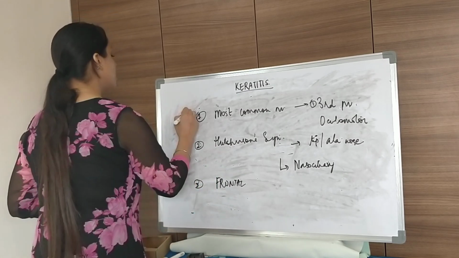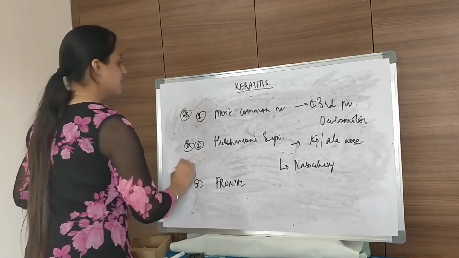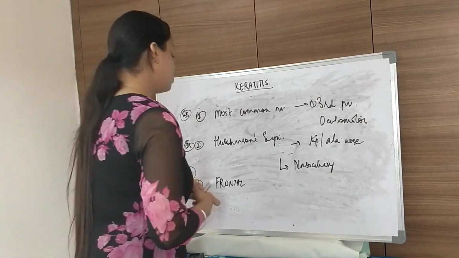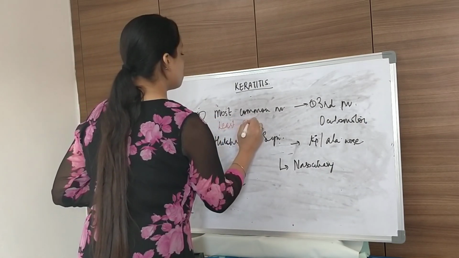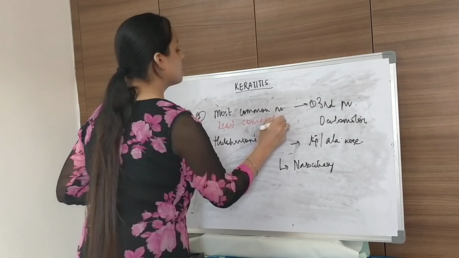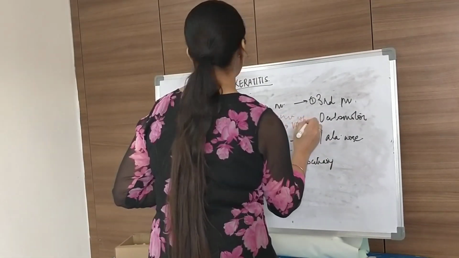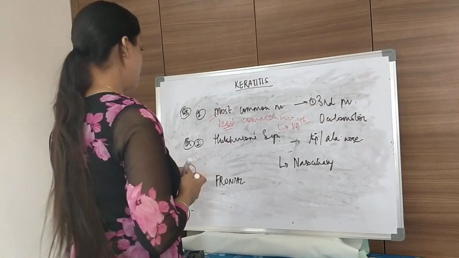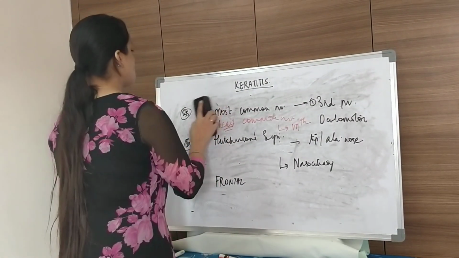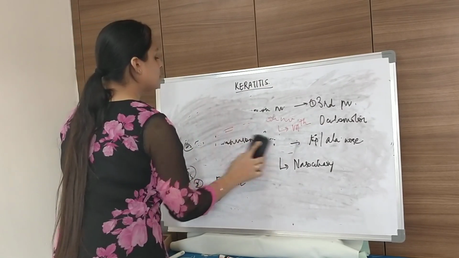So these are the three questions which you must remember. Sometimes you might also get an MCQ asking which is the least common nerve involved in palsy. The answer to that is the seventh nerve. So this is the most common and this is the least common. So this is all about herpes zoster ophthalmicus.